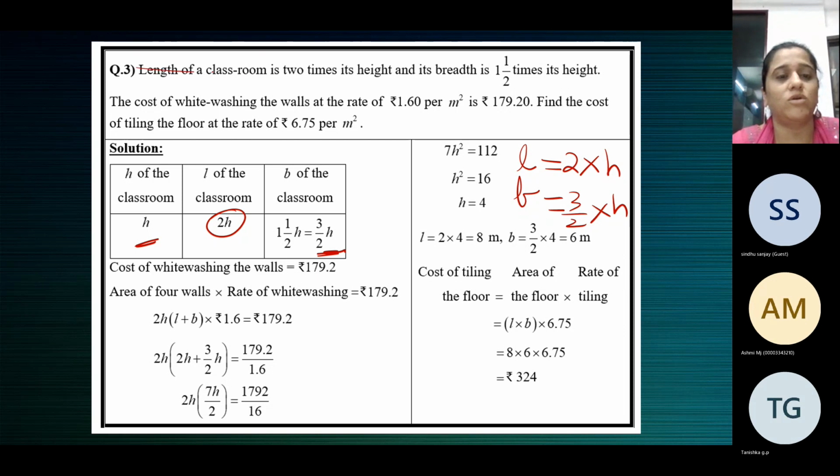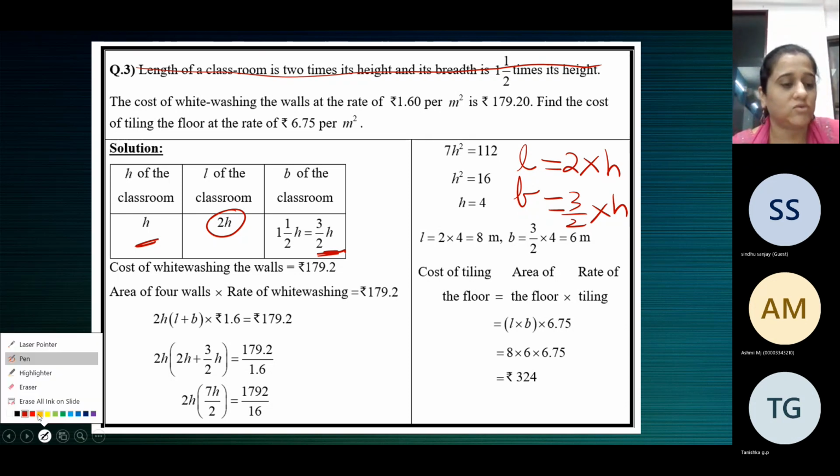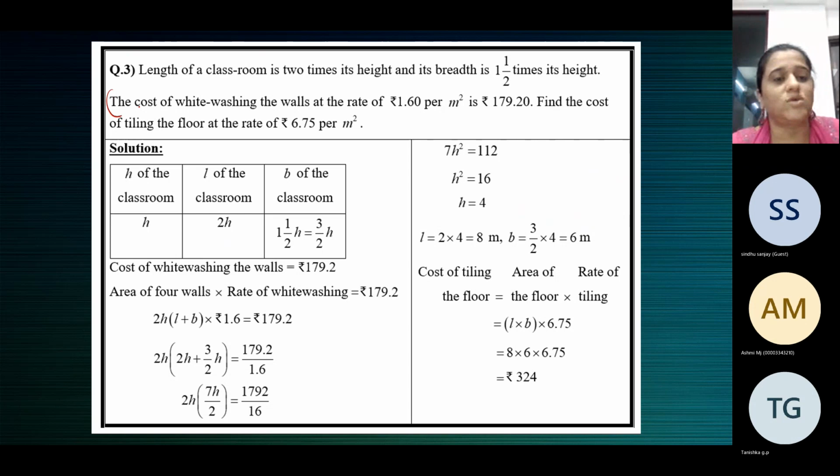We have used the first line. Now don't read this again. That's over. That information, we already used it. Now don't read it again. Okay, that's over. Now, the cost of whitewashing the walls at the rate of 1.6 rupees per meter square is 179 rupees 20 paise.